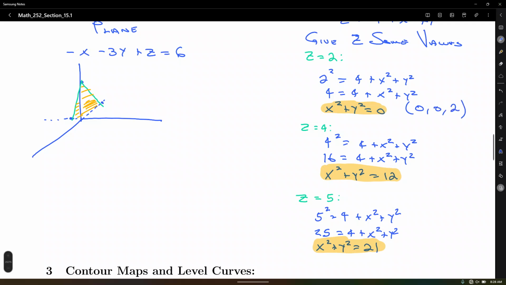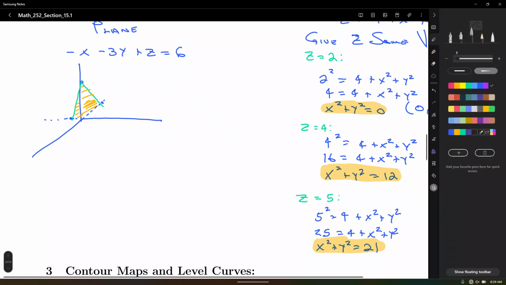All right. What about the remaining two equations? X squared plus y squared equals 12. X squared plus y squared equals 21. Those look like what? Circles this time, right? I know the radii might look weird. They're not perfect squares, but they're still circles.